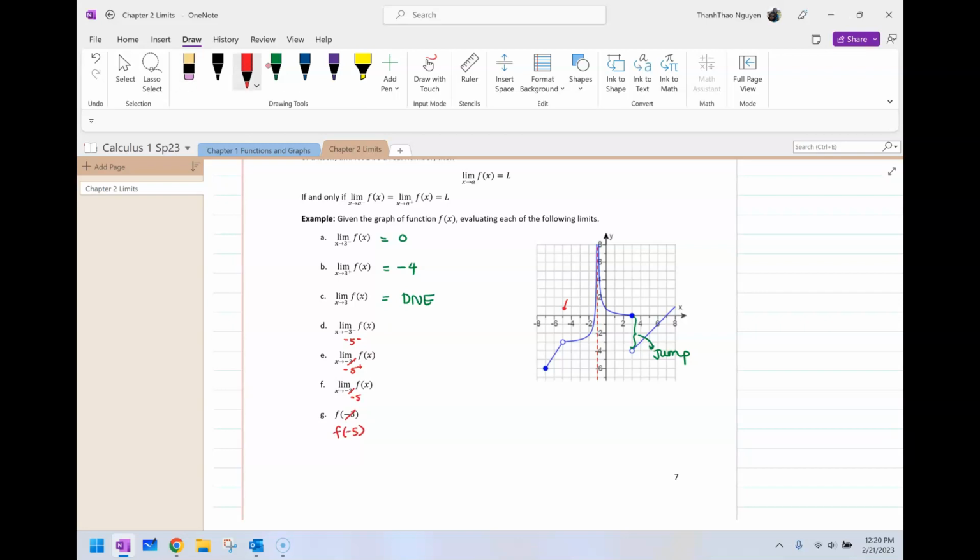As x approaches -5 from the left, okay, we are looking at this value that is -3. This means that the limit as x approaches -5 is equal to -3. The value of f of -5, here we have a hole. This does not exist.